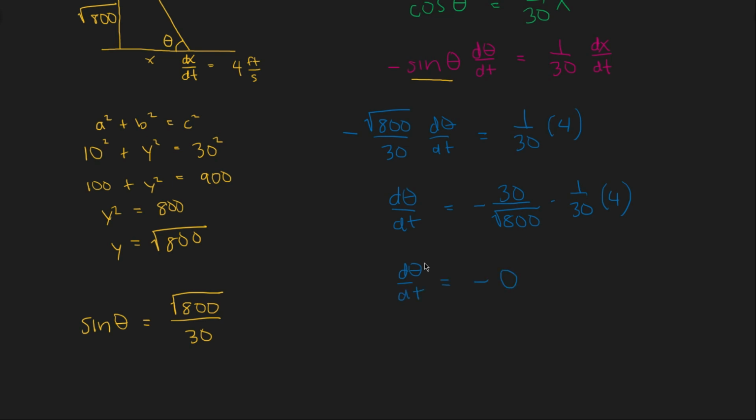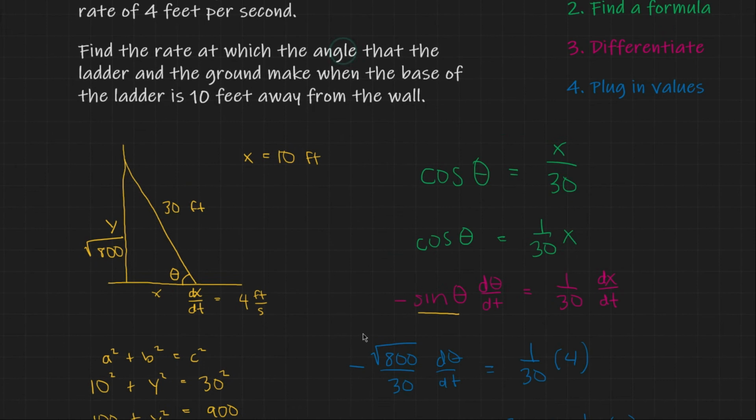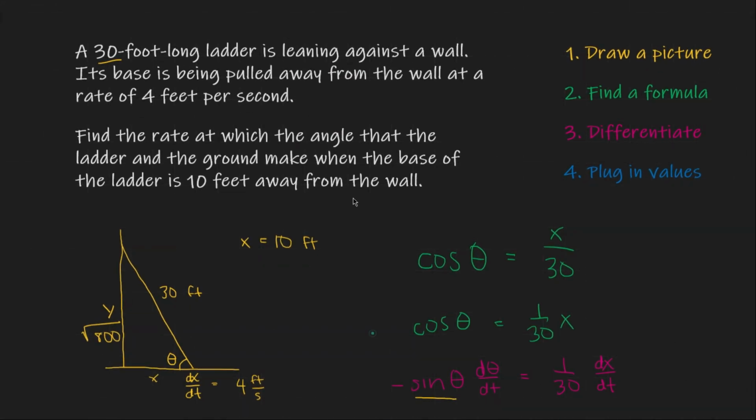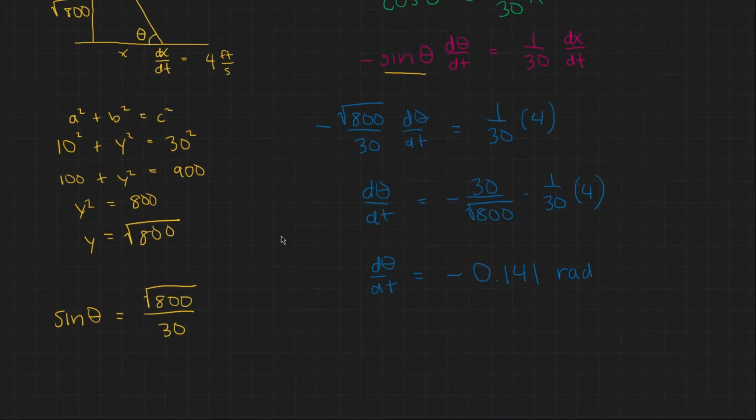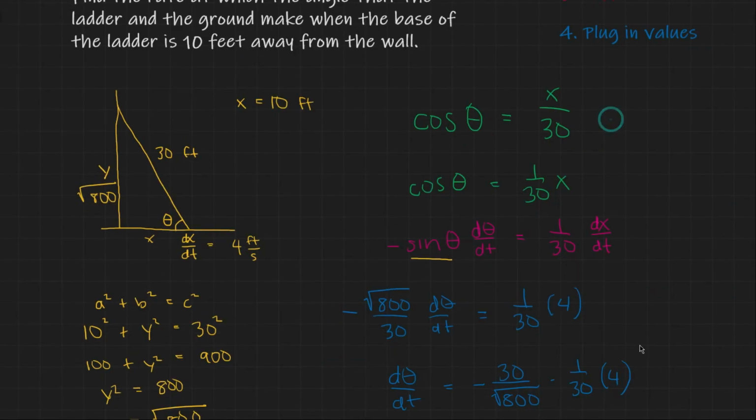And if we plug that into a calculator, this value is going to equal negative 0.141. And then our units, we know that we're dealing with the rate at which the angle changes, so that's going to be radians. And we know that our time is just going to be seconds. So our final answer for this problem is going to be this. So there is the third example.